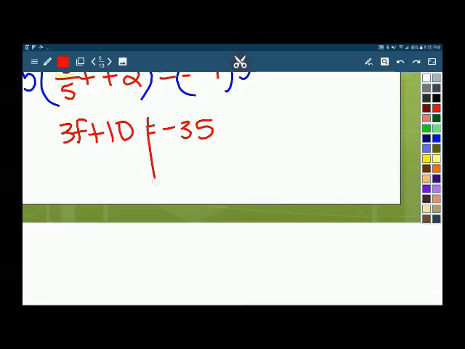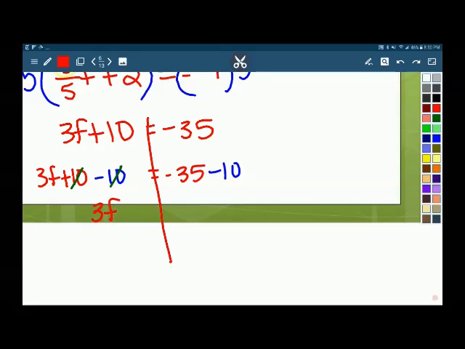So I need to look for any addition or subtraction. I got that positive 10 on the left side, so I'm going to have to do the opposite. Scoot it over first. And insert a negative 10 on both sides. Positive 10 and negative 10 become a 0. That's exactly what we want, so that it's gone now. 3f is equal to negative 45. And then we're going to divide by 3.